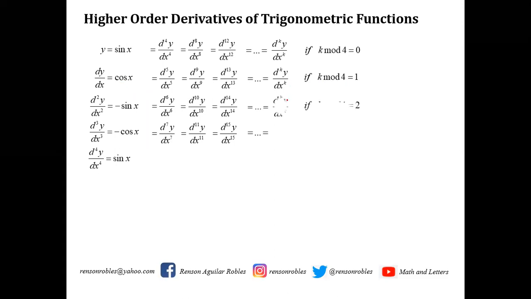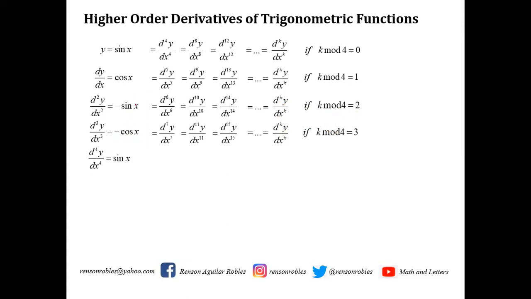If k modulo 4 equals 2, the kth derivative of y in terms of x is equal to the second derivative of y in terms of x, which is equal to negative sine x. And finally, if k modulo 4 equals 3, that is, when k is divided by 4, the remainder is 3, then the kth derivative of y in terms of x is equal to the third derivative, which is equal to negative cosine of x.